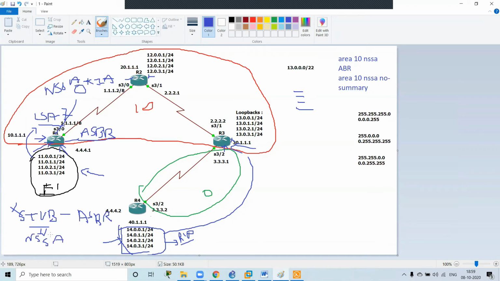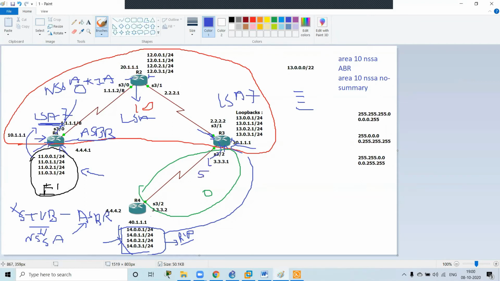It will be a stub area with an ASBR. So when it is a stub area with ASBR, then the external routes are LSA 7, N1, N2 routes. So what I'm saying, the router R1 allows LSA 7, the router 2 allows LSA 7, and here I'm saying allow LSA 7, but when you pass this LSA 7 information, pass it as LSA 5.